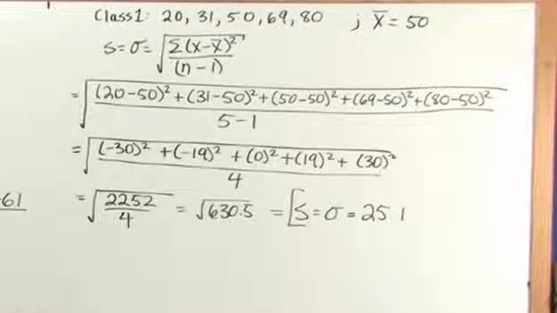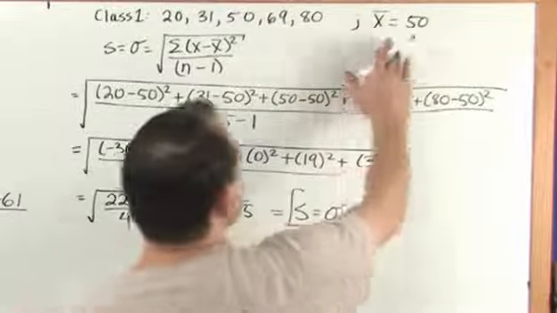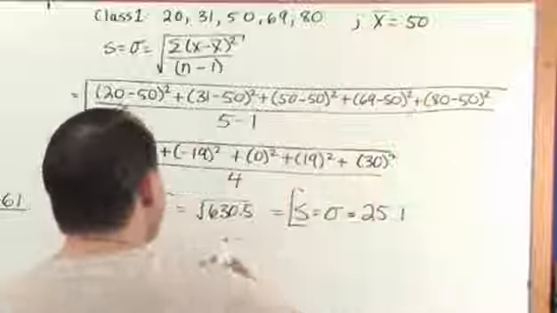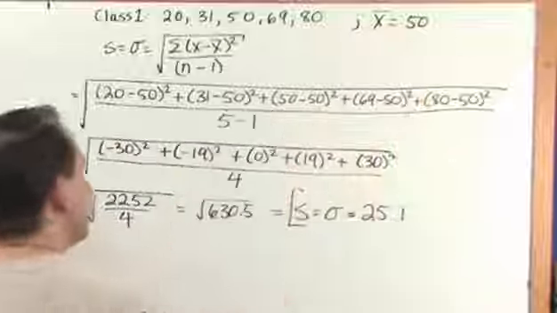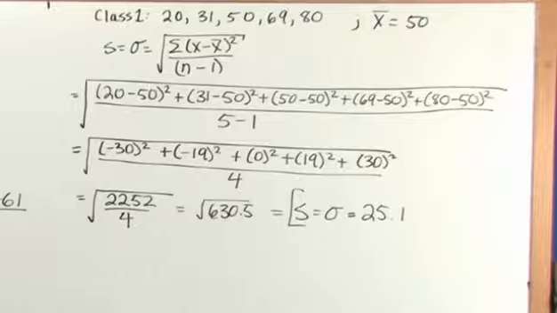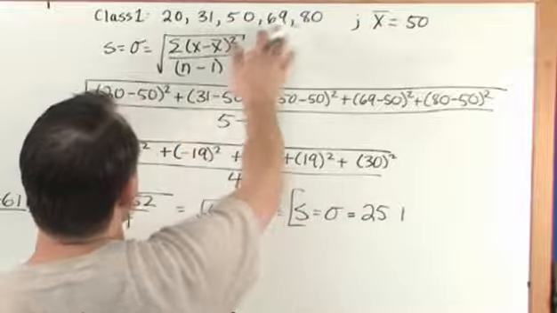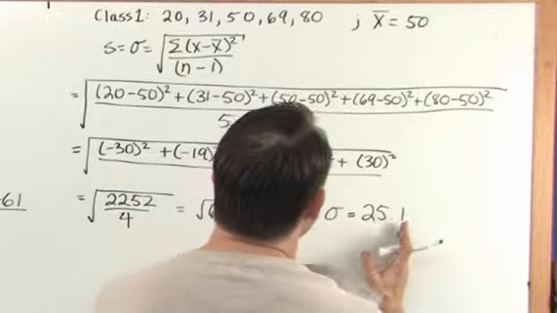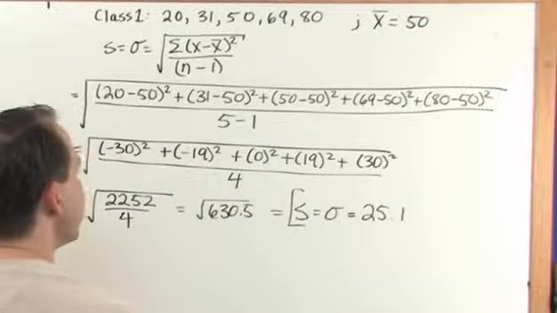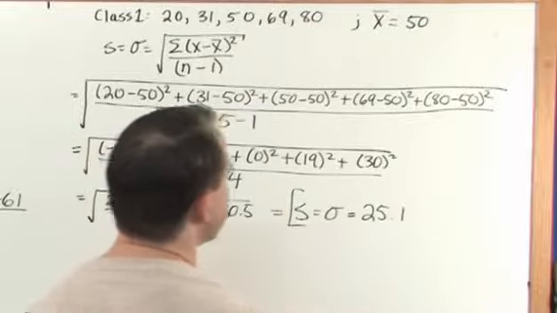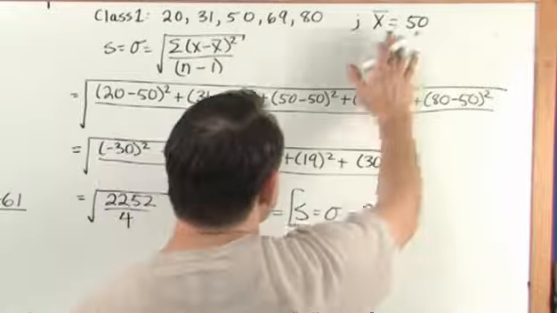25.1. What does that mean? It basically means the mean value is 50, and the grades are spread about the mean on average by about 25 points. And I'm going to get into this a little more: roughly 68% of the values in the entire class are going to fall within one standard deviation of the mean. So they all fall within about a 25-point spread about the mean.